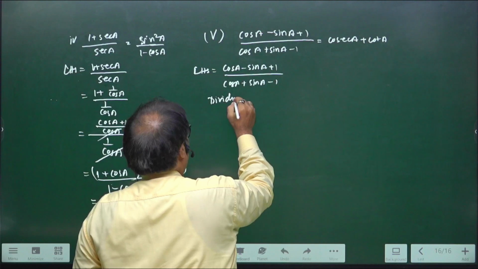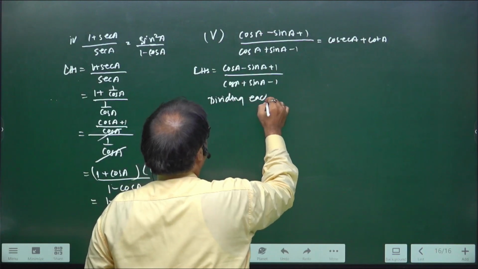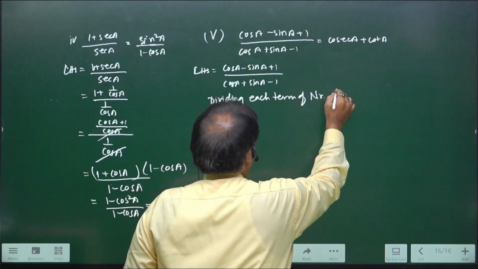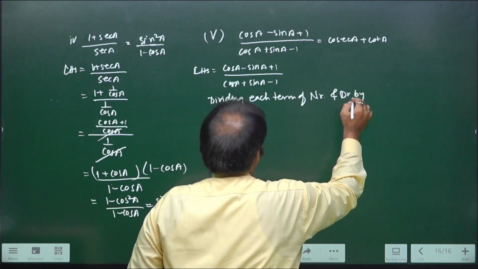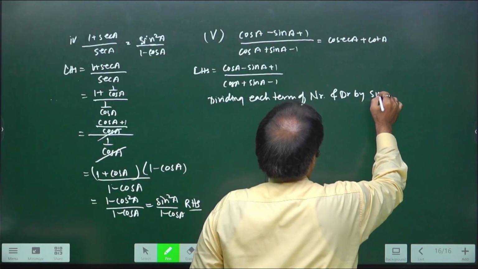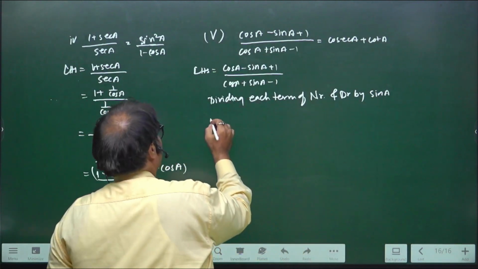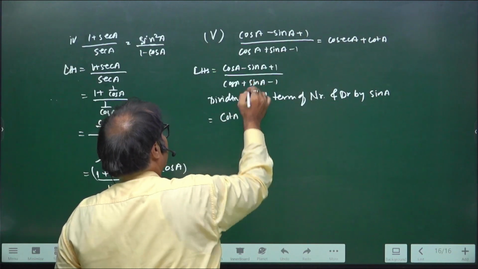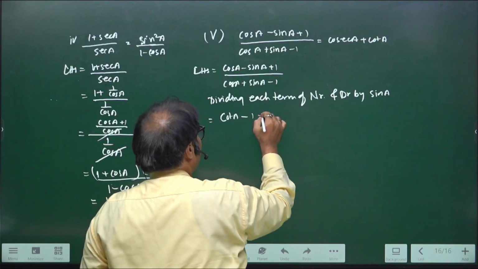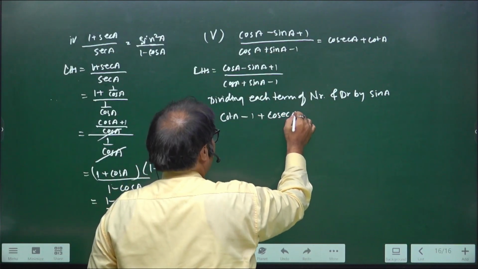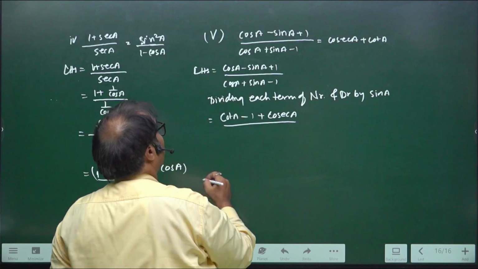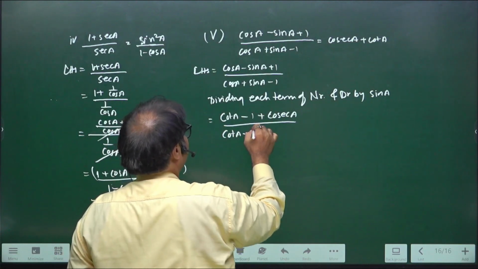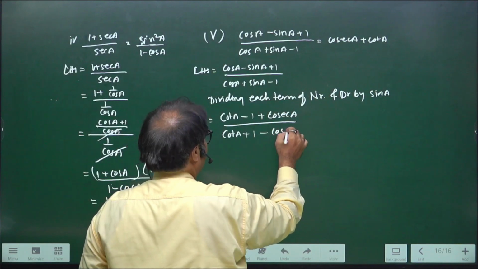So dividing each term of numerator and denominator by sin, right? So cos by sin, this is cot A. Sin by sin, 1. 1 by sin, cosecant A. And cos by sin, cot A. And sin by sin, plus 1. 1 by sin, cosecant A. Okay.